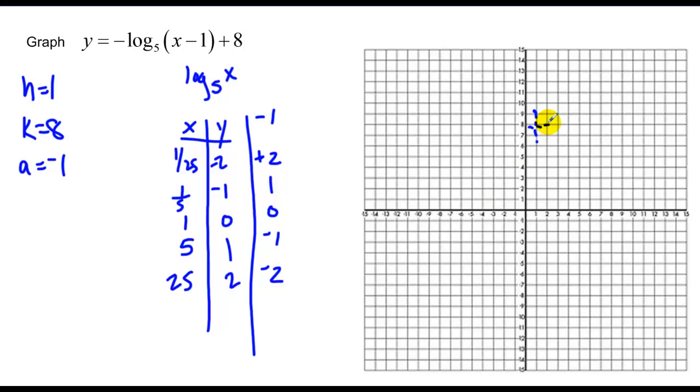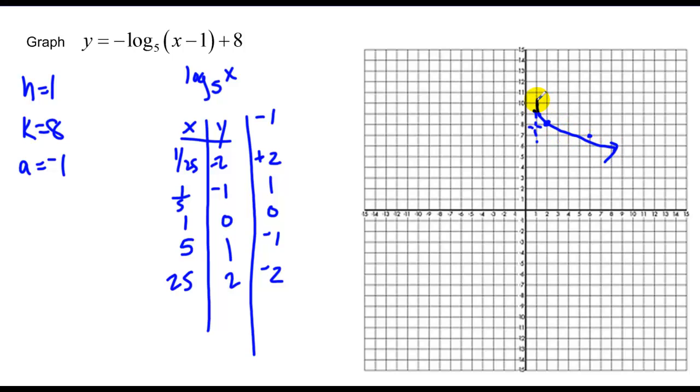So I go over 1, up 0, over 5, up 1. Don't have room to go over 25, so I'll go back a fifth. Oops, I lied. Did that wrong. Over 1 up 0 is fine, but now I go over 5 and down 1. Then I go over a fifth and up 1. And over a 25th and up 2. So this graph looks something like this.